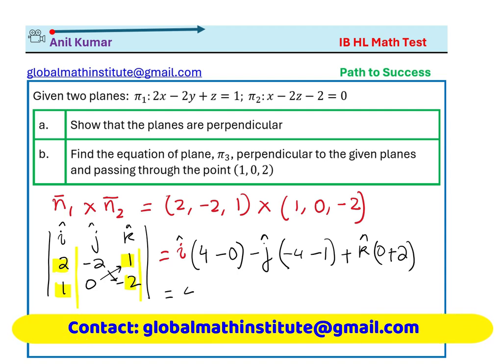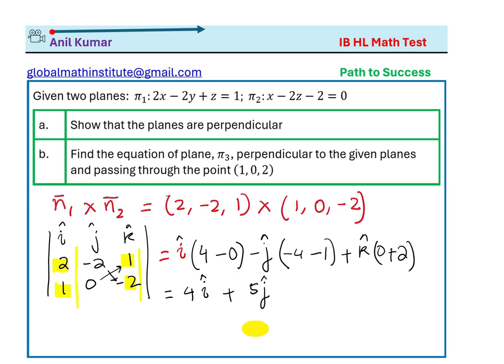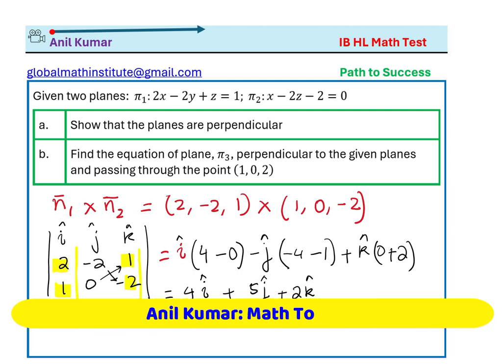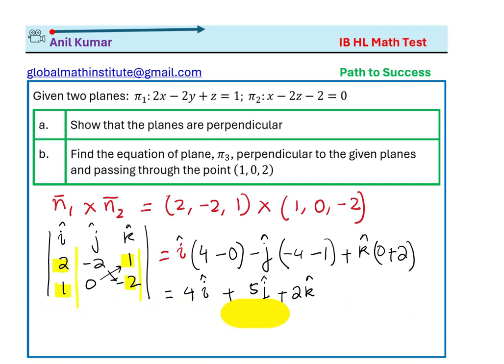4 minus 0 is 4, so we can write 4i. Minus minus becomes plus 5j. Unit vectors are written with a cap. And then we have plus 2k. So that becomes the normal vector for the plane. So (4, 5, 2) becomes the normal for the plane which is perpendicular. Makes sense? So 4, 5, 2.